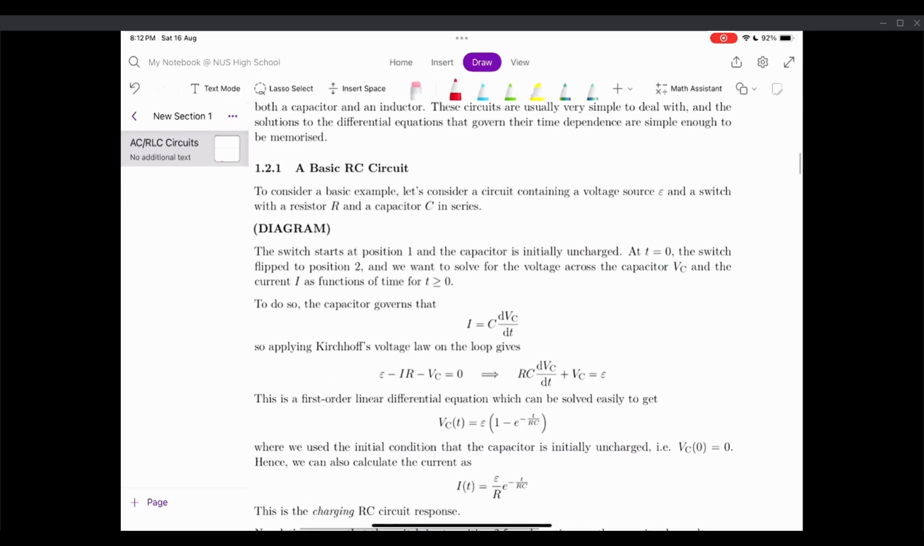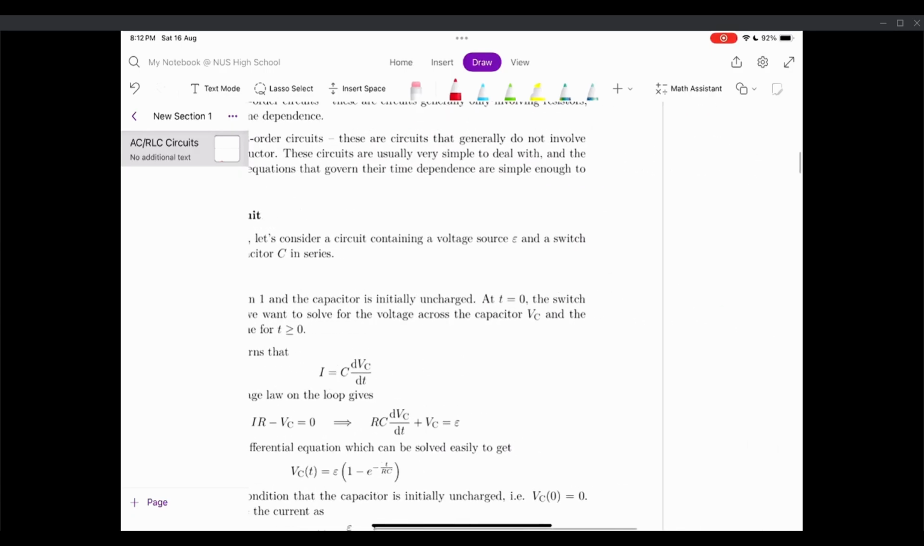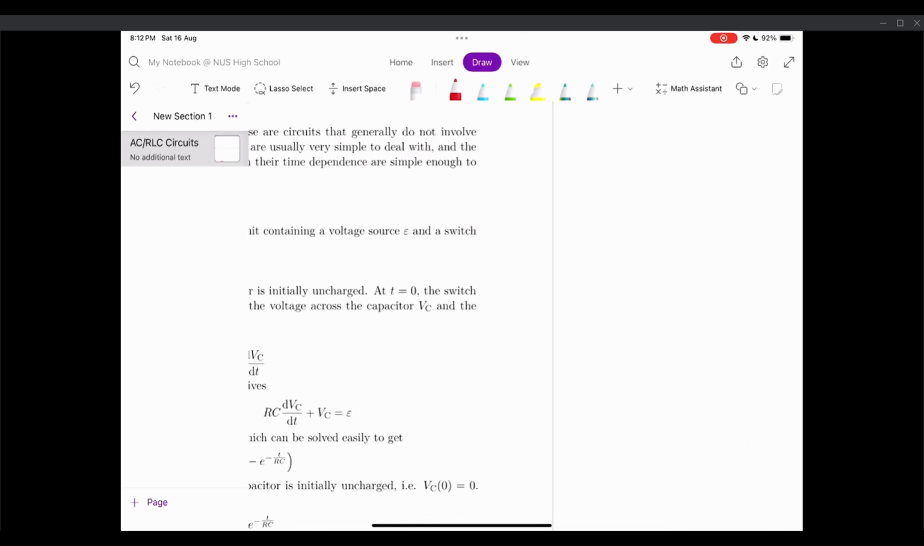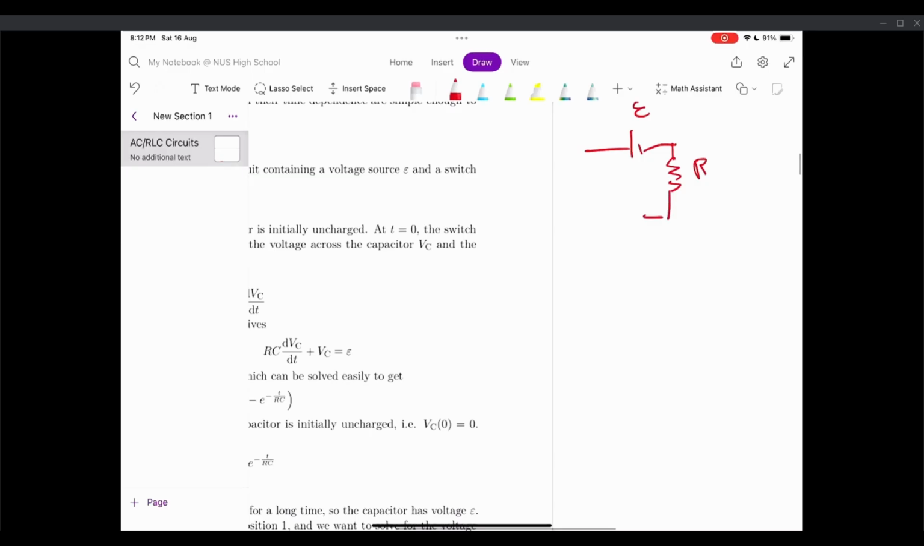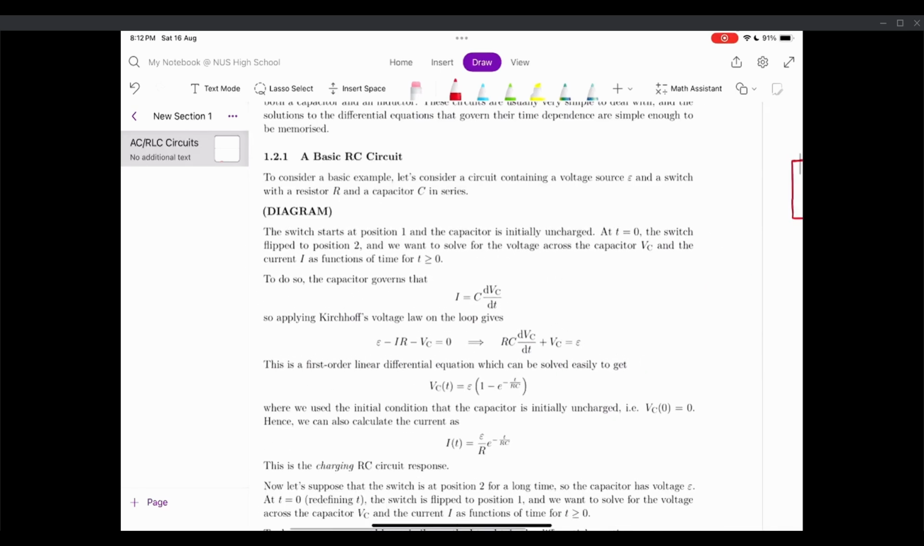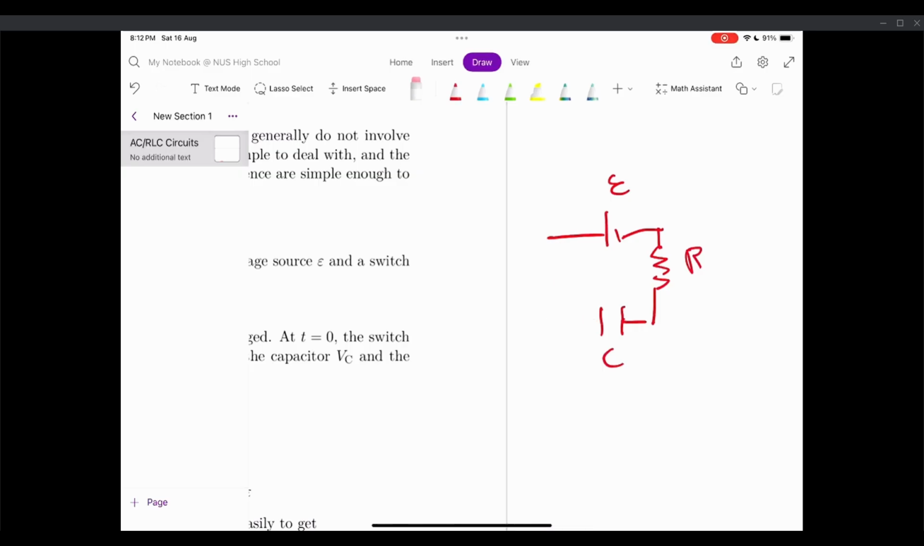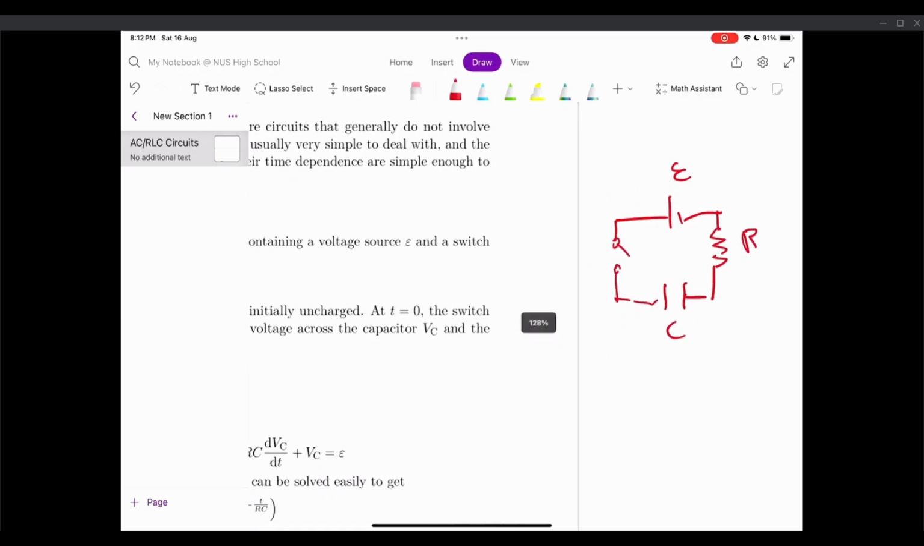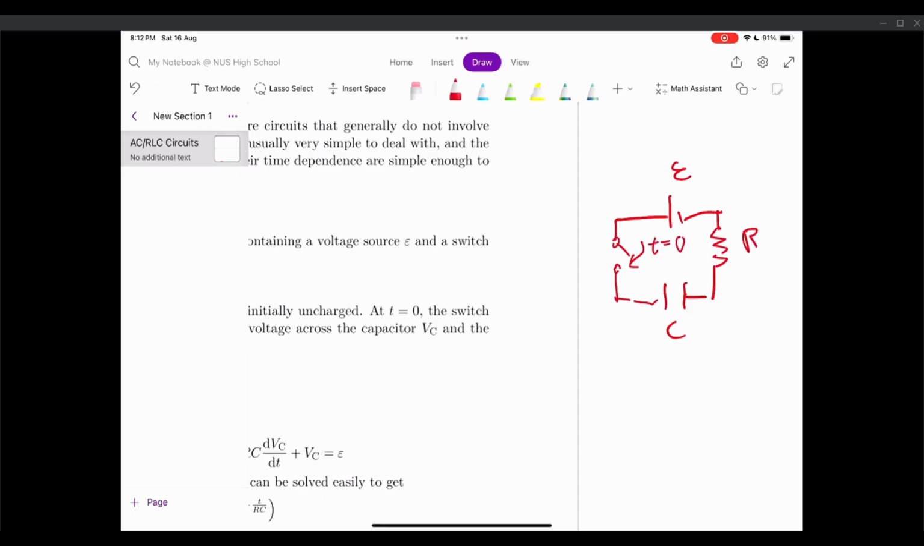So just to consider one very simple example first, let's consider a basic RC circuit. What we have is a voltage source with EMF epsilon, a resistor R here, as well as a capacitor C here. So this is what our circuit looks like. And what we're going to do is analyze it. Sorry, I forgot this was a switch, but we have a switch here, and at t equals 0, we're going to close this switch. And we want to investigate the time dependence of the circuit.